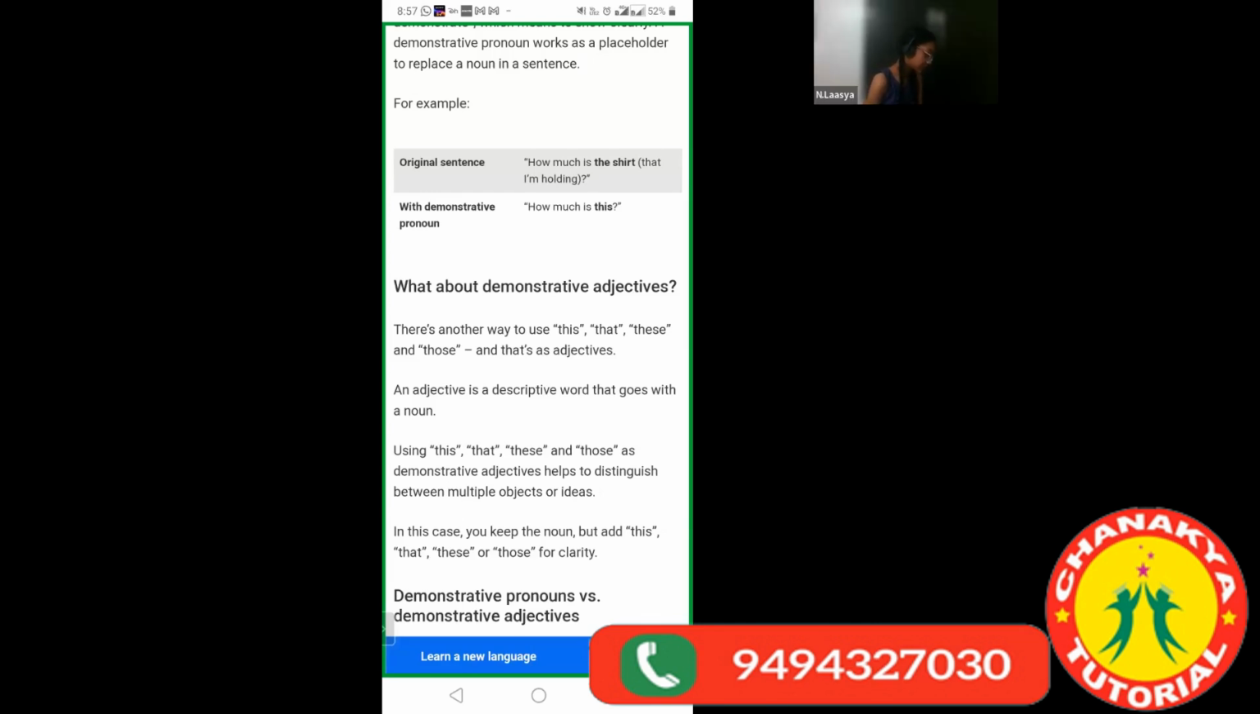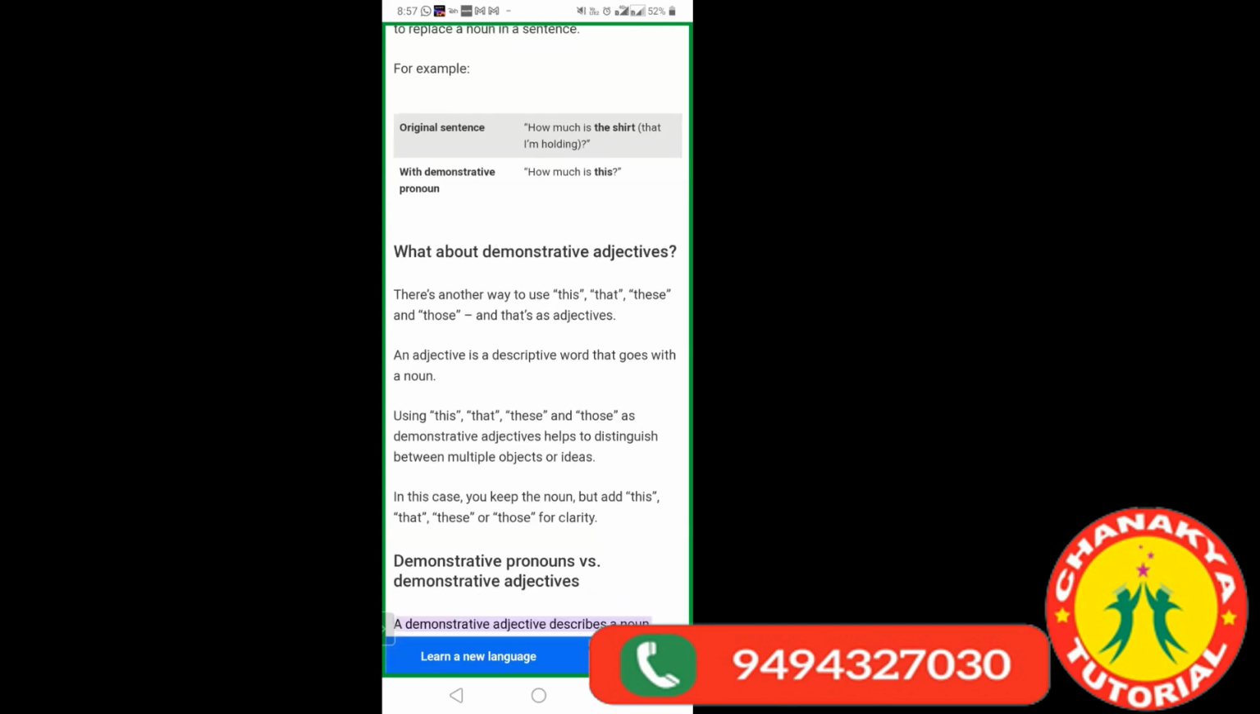Everybody getting? This is the substitute for the word the shirt. The shirt is here the noun of the sentence. Correct. Now you got it, how to find the demonstrative pronoun in any sentence?